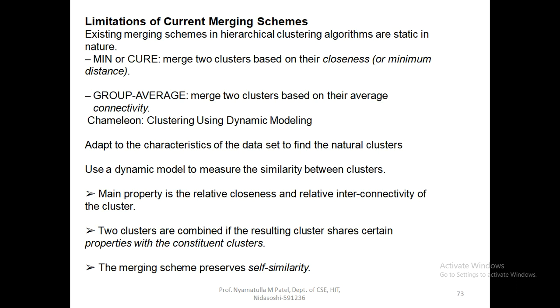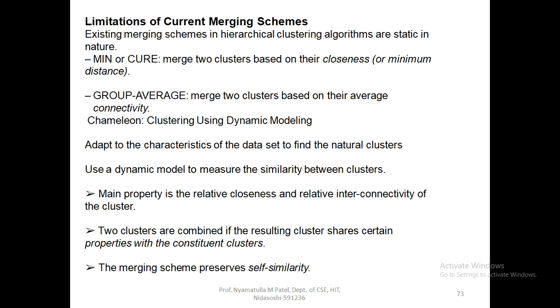So, when you are merging two clusters, what is the main property that I need to consider over here? It is the relative closeness and relative interconnectivity of the clusters. Two clusters are combined if the resulting cluster shares certain properties with the constituent clusters. So, whenever you want to merge two clusters, they will be merged only if the resulting cluster shares certain properties with the constituent clusters. So, the merging scheme preserves self similarity.